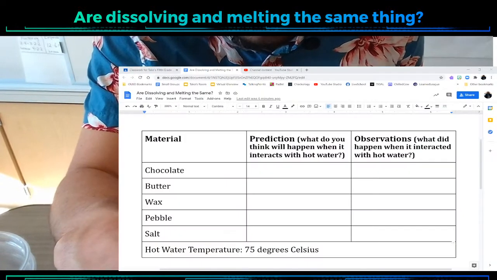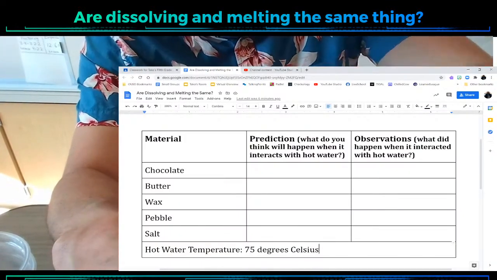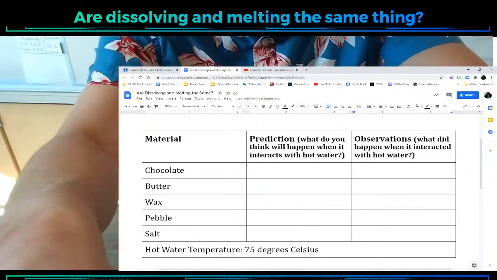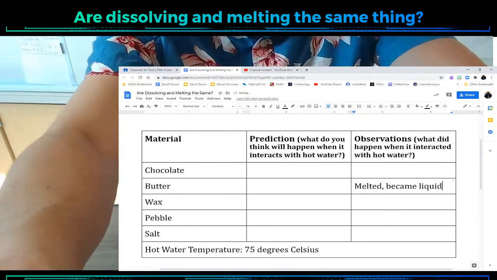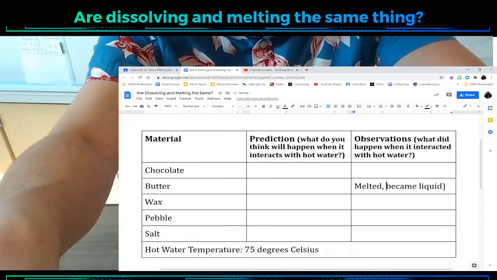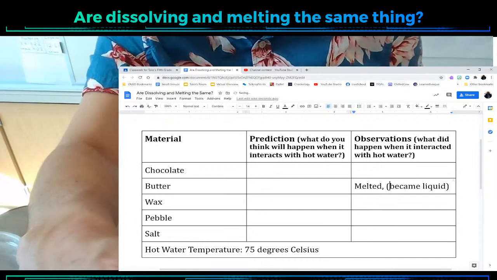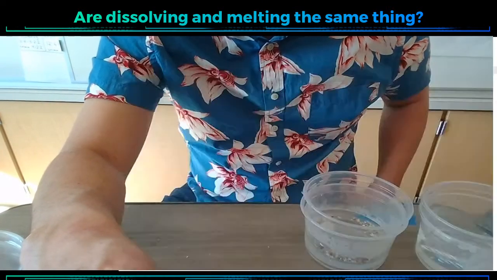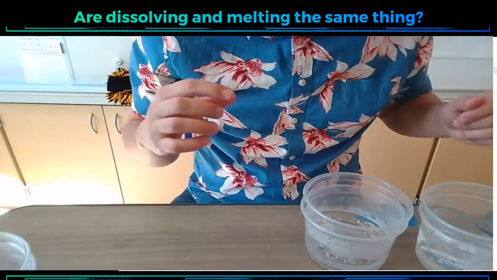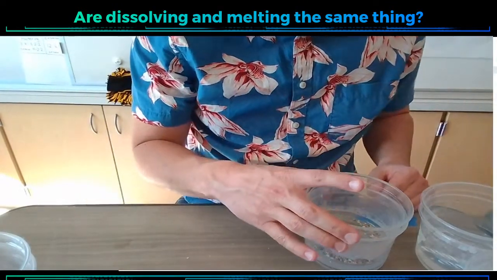Now let's take a look at, which one should we do next? Pull the graphic organizer back up here. Our butter melted, became liquid. Put that in parentheses because that's what melt means. Okay. And next, let's take a look at something different. Let's take a look at our pebbles.